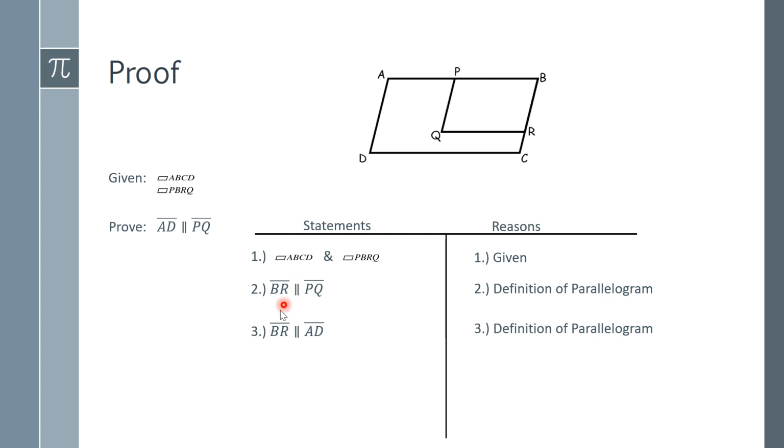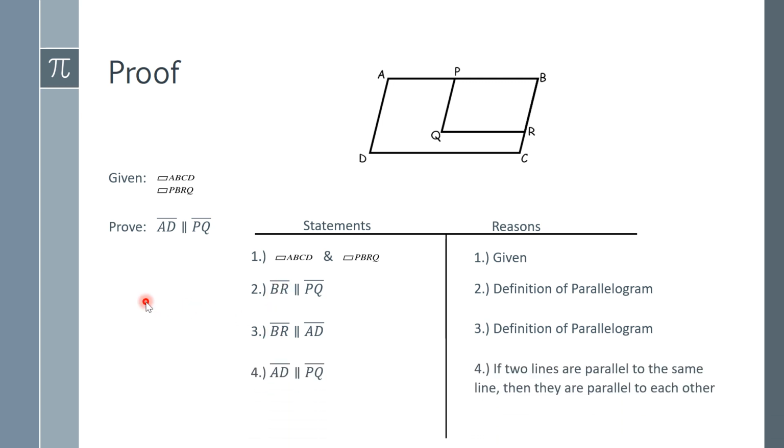And now since both of these lines, PQ and AD, are parallel to the same line, those 2 lines are going to be parallel to each other because of that theorem. If 2 lines are parallel to the same line, then they are parallel to each other.